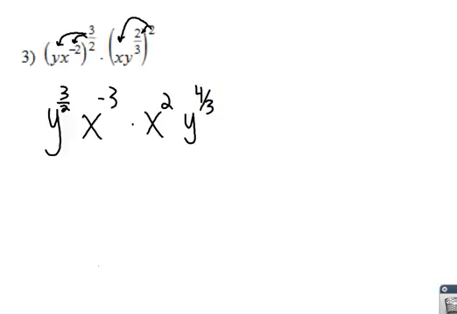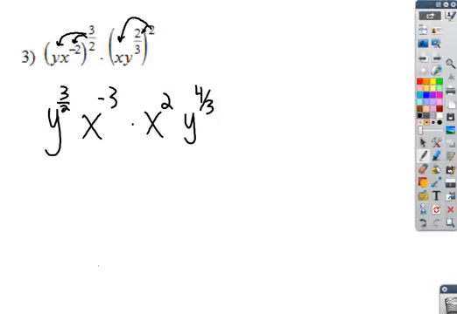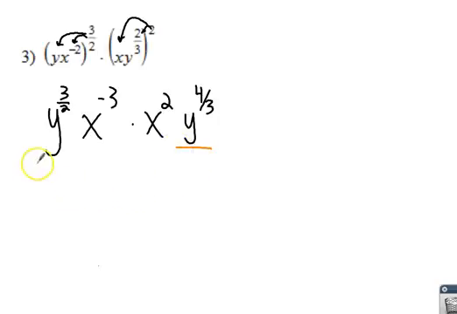Now I go back to my wondrous and glorious idea of adding my like terms up, adding their exponents. I have a y to the 4/3 and a y to the 3 halves. Now I know what you're saying. Oh no, they don't have a common denominator. You are correct. They don't right now. But don't you worry, child. We're going to figure this out.